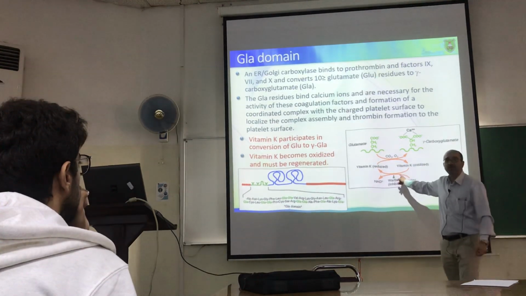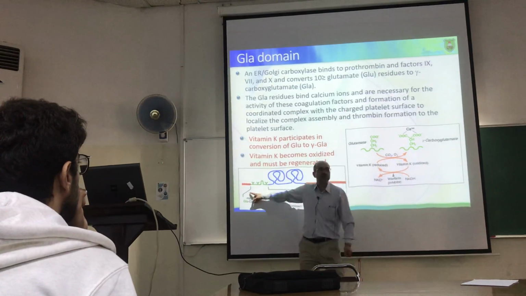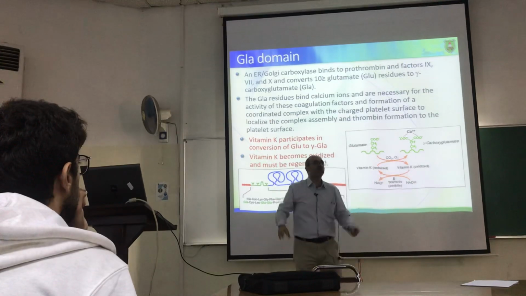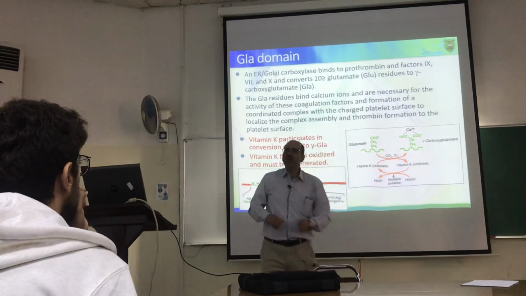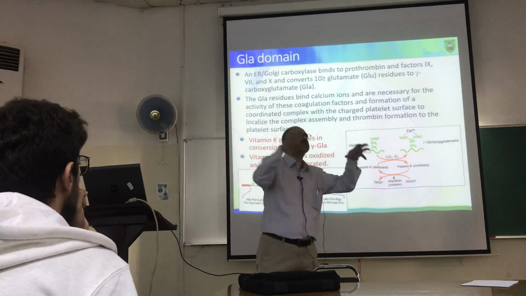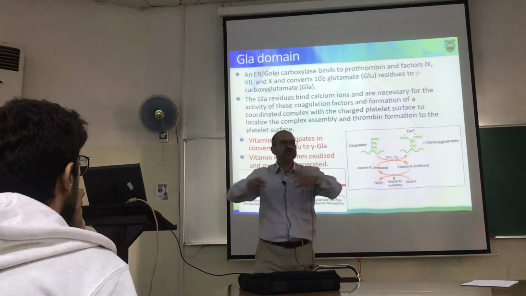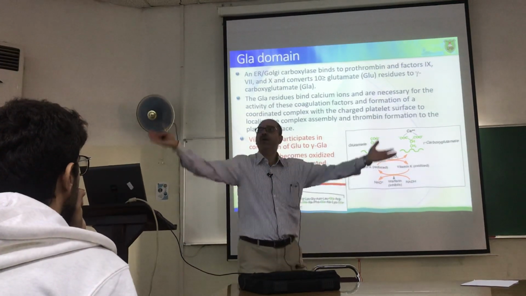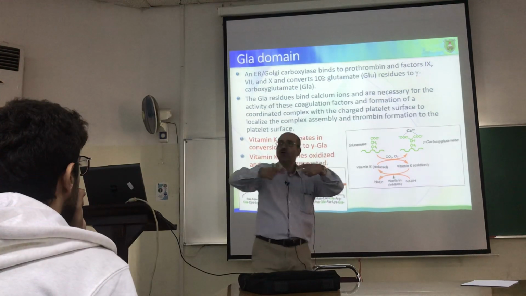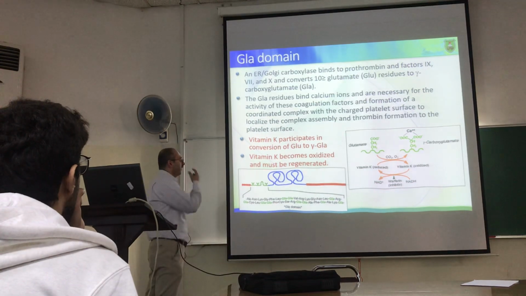So all of these proteins that have the glutamate domain can associate with the surface of platelets. So now you have all of these reactions taking place on the surface of platelets. So it's contained. It doesn't happen anywhere in blood. No, it happens only at the site of injury. You have all of these reactions going on at the surface of platelets.